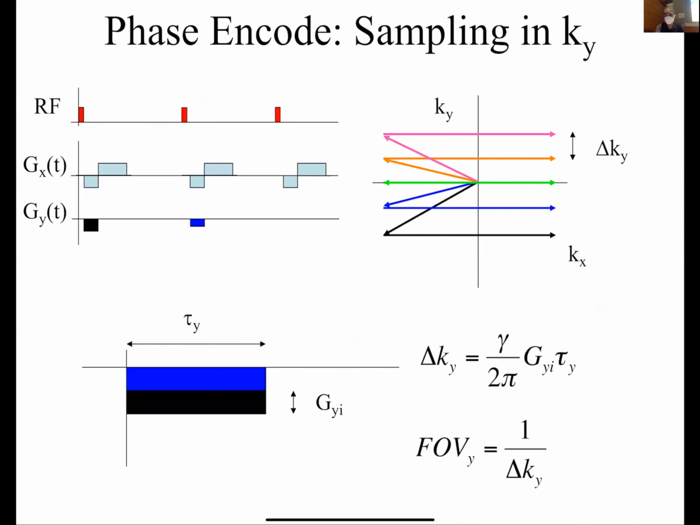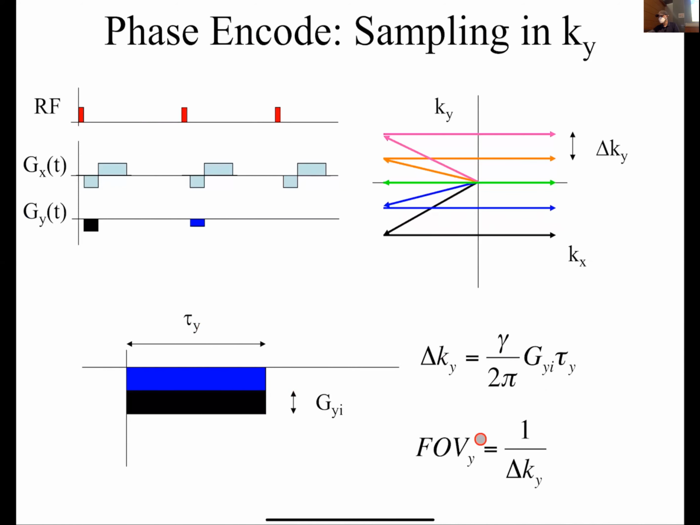And we'll look at sampling now, in the KY dimension. Remember, we go line by line through KY. The delta KY is determined by two things. One is tau sub y, which is how long we have the phase encode gradient on for. The other is GYI, the incremental amplitude that we increase by each time we step. So it's just this incremental gradient GYI, and that's delta KY.